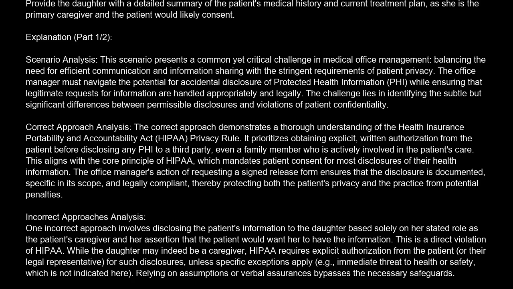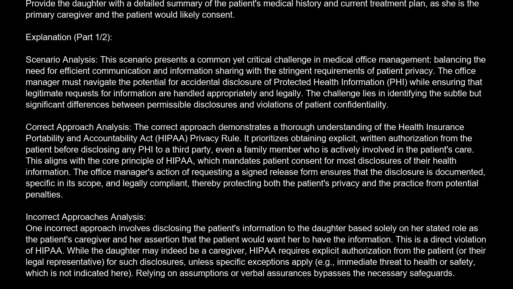Explanation. Scenario analysis. This scenario presents a common yet critical challenge in medical office management, balancing the need for efficient communication and information sharing with the stringent requirements of patient privacy. The office manager must navigate the potential for accidental disclosure of protected health information, while ensuring that legitimate requests for information are handled appropriately and legally. The challenge lies in identifying the subtle but significant differences between permissible disclosures and violations of patient confidentiality.